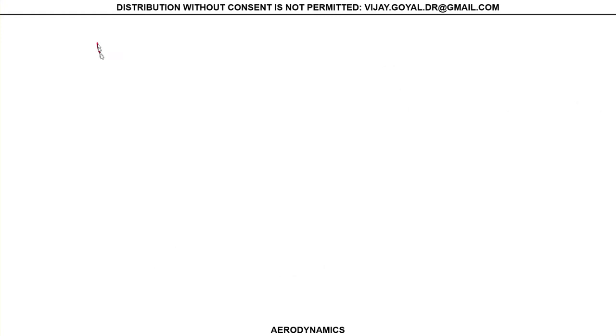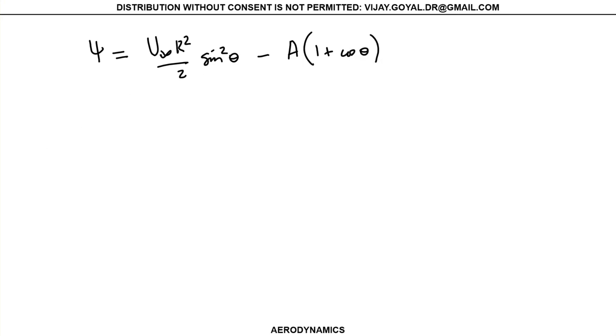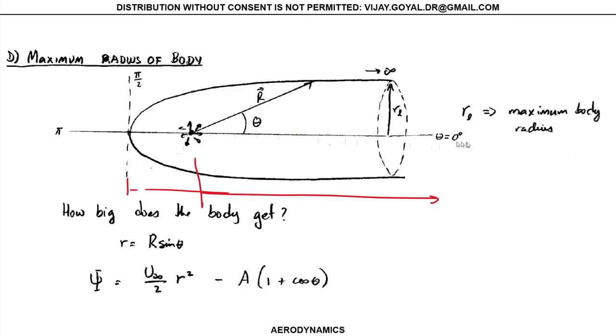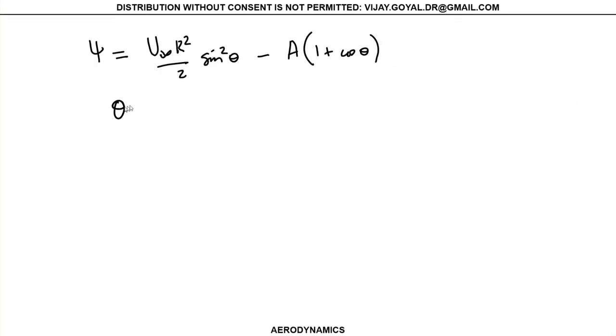So my psi, remember, my psi was equal to U infinite r squared over 2 times sine of theta squared minus a times 1 plus cosine of theta. Now, if I want to see how far this can go in this direction, that is 0 angle, right? So if I put theta equal to 0 here, look what happens to the body. This psi gives me 0. This goes away. I get minus.